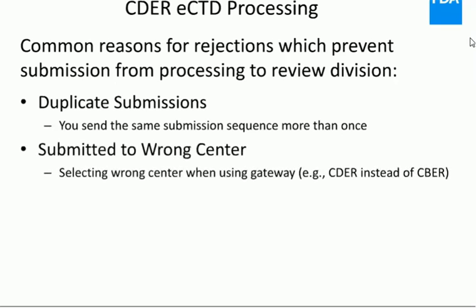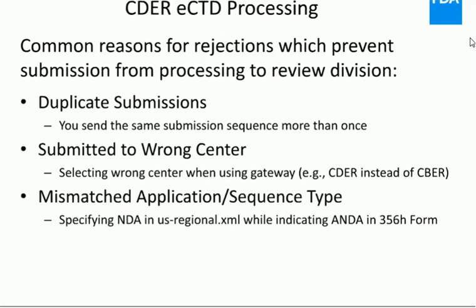Another example is submitting to the wrong center. Here you might select the wrong center when using the gateway. You might be intending to send to CDER instead of CBER. Another one is mismatched application sequence type. So in this example, you might specify that your application is an NDA in the US regional.xml file, but the 356h form that is also included with your submission might say ANDA. You can see there's a conflict. If one says NDA and the other says ANDA, our system will kick that submission out and it will be rejected.